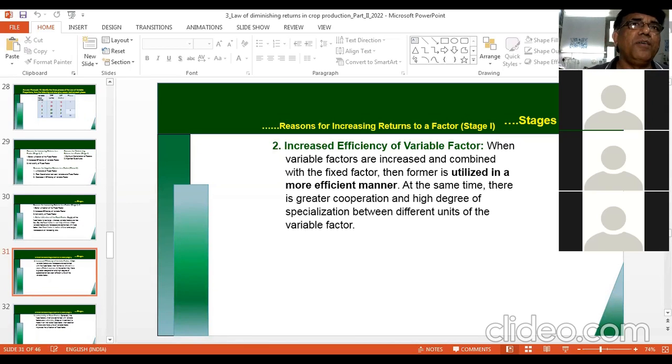Suppose you have 1 acre of land and there is need of 2 laborers, and you employ 3 or 4 laborers, then that may not be good. So if you increase the number of labor, the productivity of individual labor actually decreases in practical terms. But if you have few laborers, then you can get higher productivity of individual labor. So here the efficiency of variable factor is high.